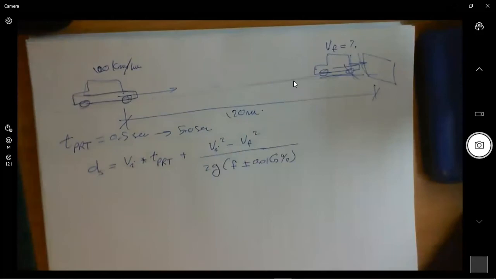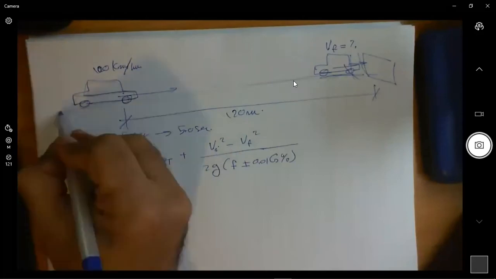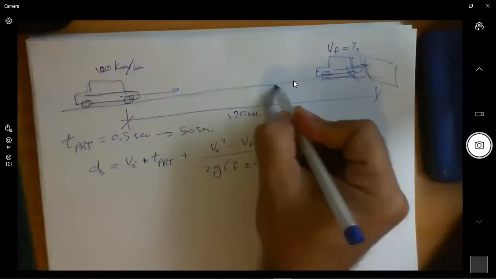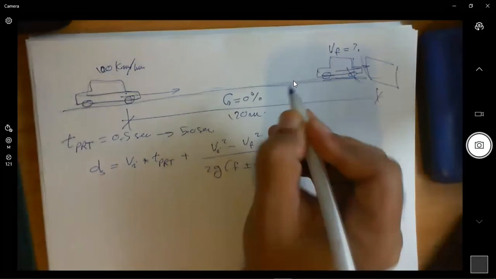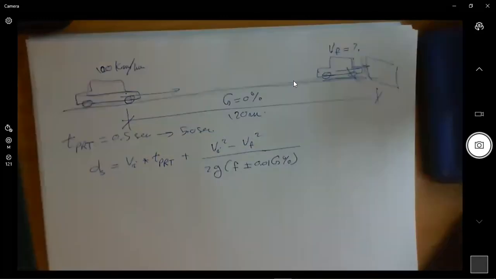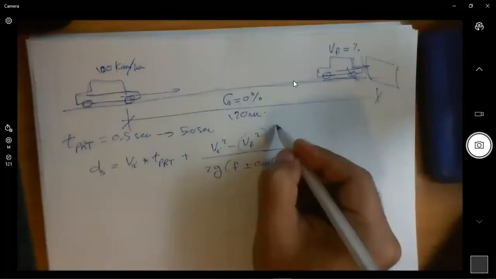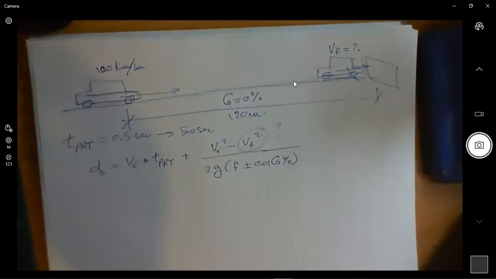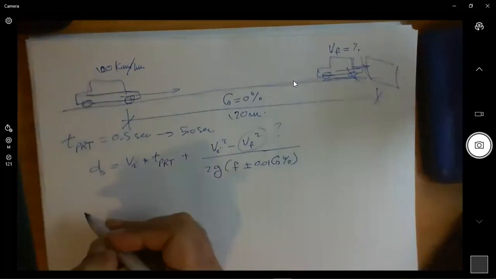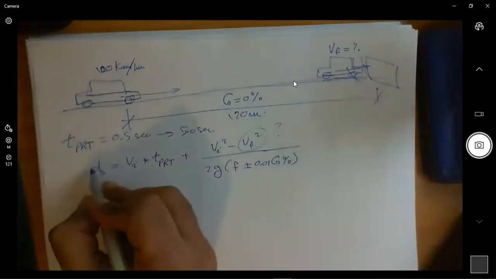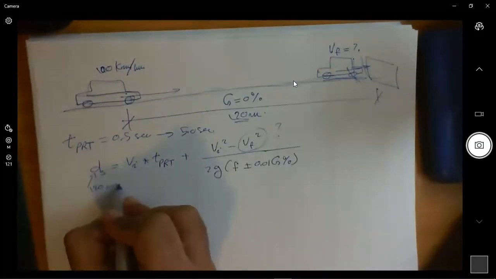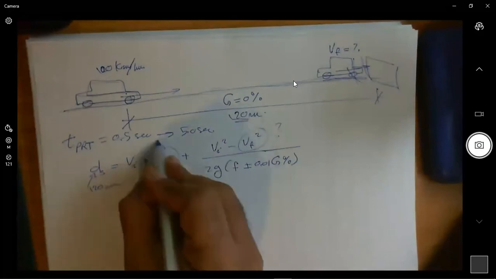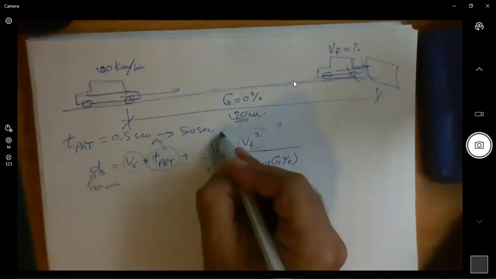The question didn't say anything about the grade, so we'll assume that G equals 0%. That means it's a level grade. Then V final is the unknown, so let's put V final on one side and the rest on the other side. DS is 120 meters, T_PRT is the variable here, and V initial is known.